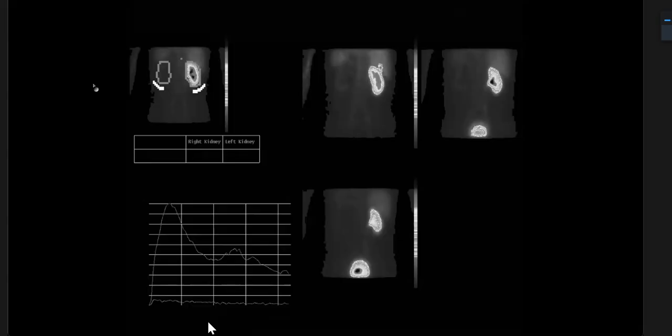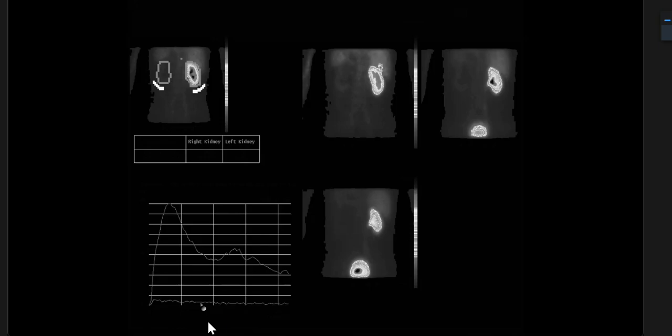This is the renogram. The right kidney curve rises and then falls down. There are two curves. Can you point on the curve with your mouse? Yes, this is the right kidney curve. I cannot see the mouse on the screen. Okay, I will take control. Which kidney is this? This is the right kidney, and this is the left kidney.